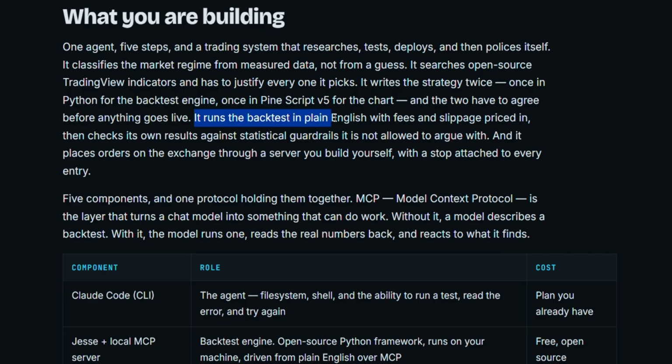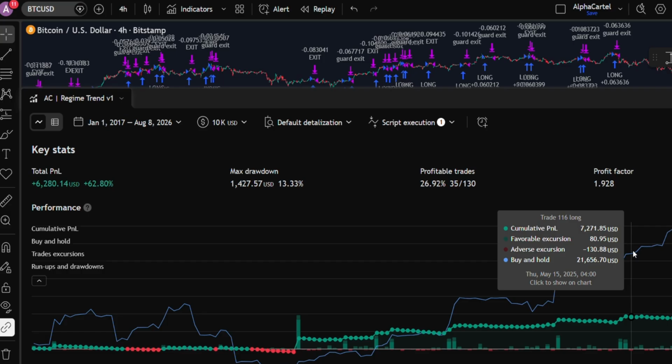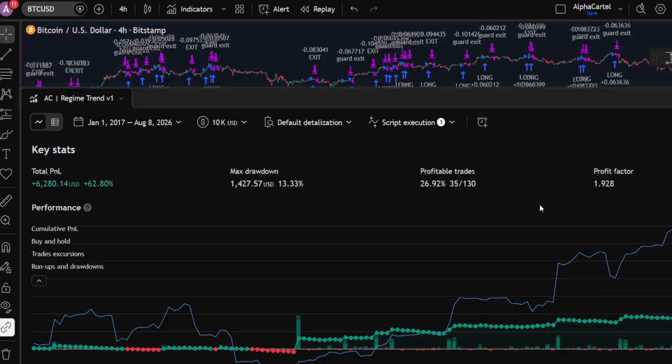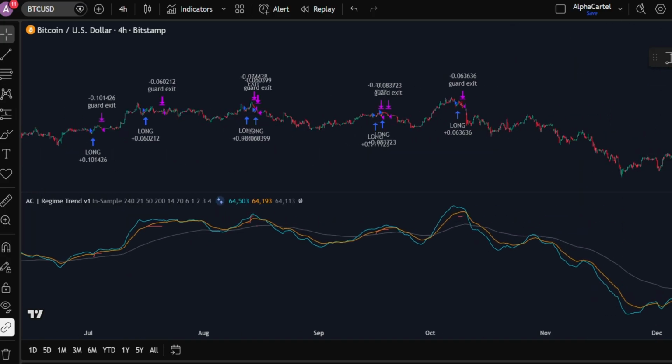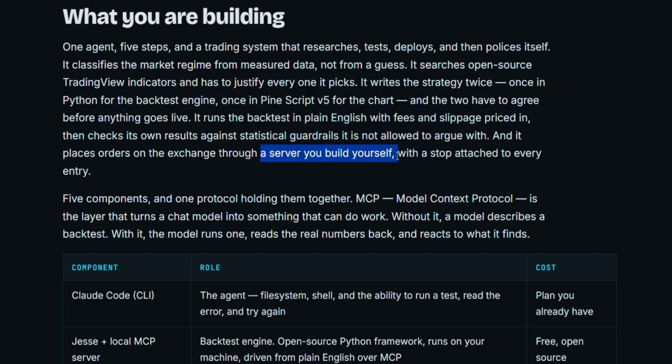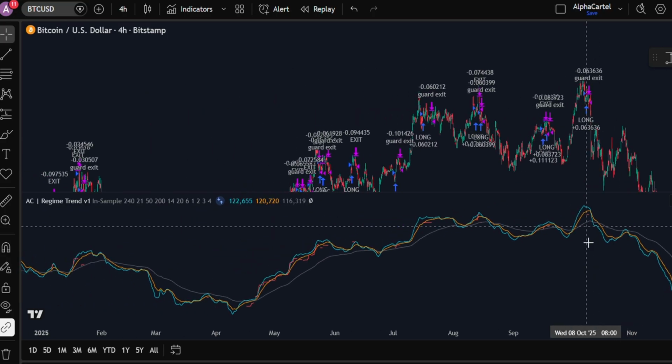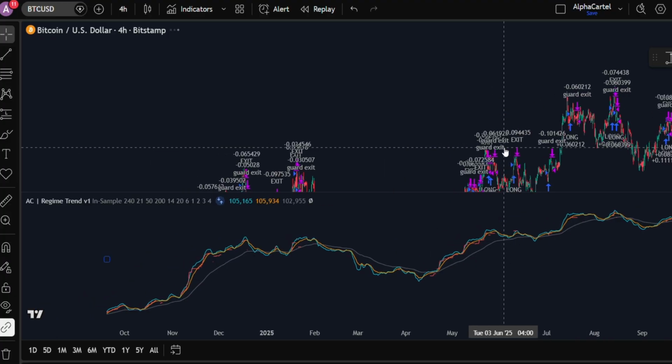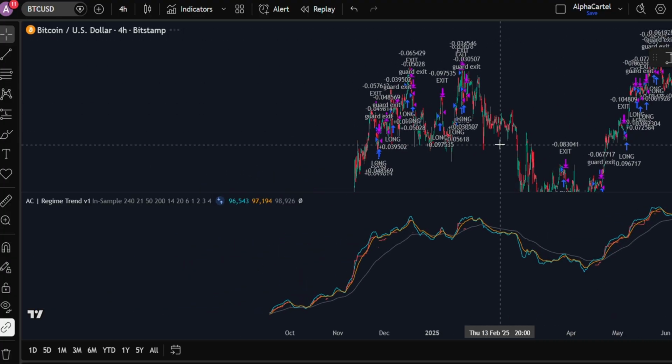It runs the backtest in plain English with fees and slippage priced in, then checks its own results against statistical guardrails it is not allowed to argue with, and it places orders on the exchange through a server we build ourselves with a stop attached to every entry. You do not write a line of code anywhere in that pipeline, and you do not pay for a single tool in it.